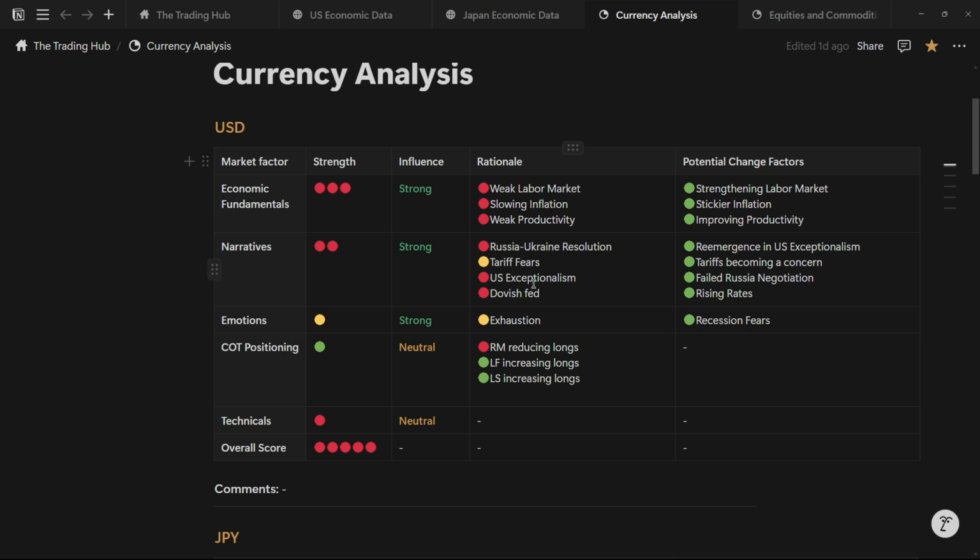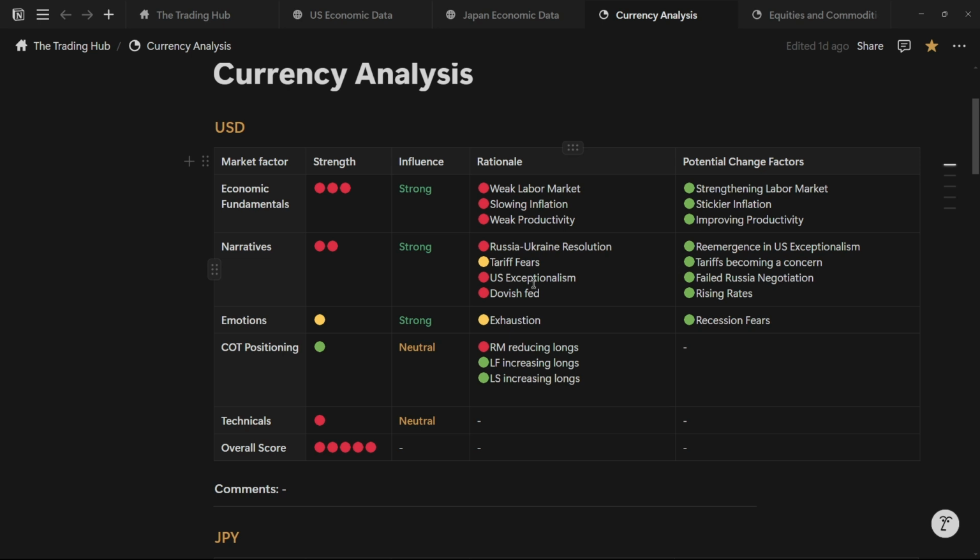Next, we have US exceptionalism. You know that everyone is saying, oh, the US is slowing. Europe is now the new investment haven. So that's also driving the dollar down. And on Wednesday, we had a Fed meeting, and Jerome Powell was pretty dovish. So this was also a negative narrative that drove the markets.